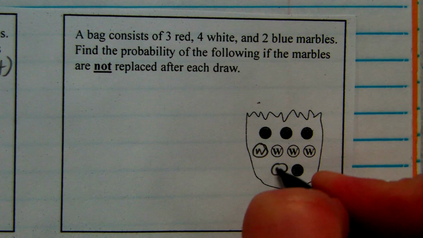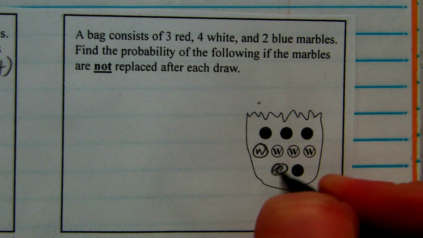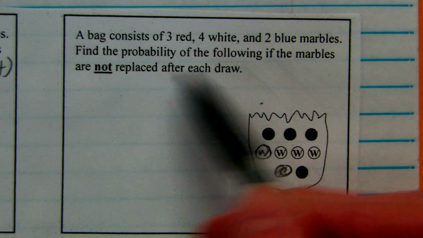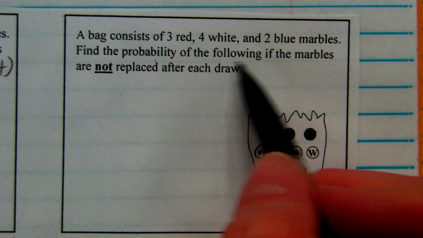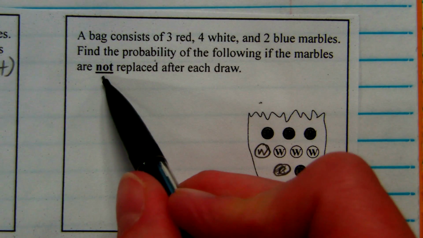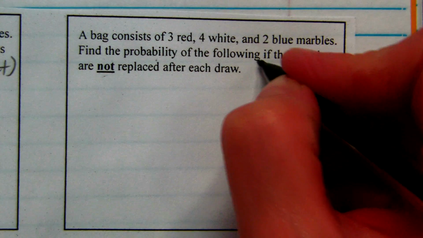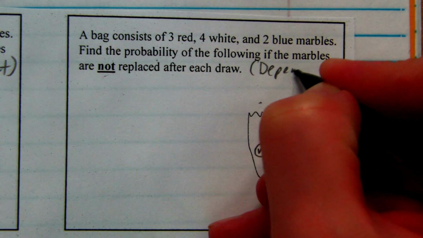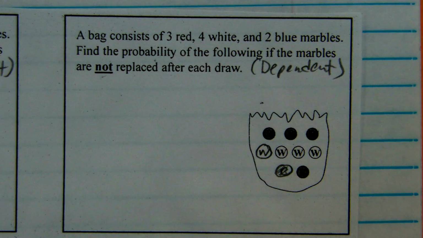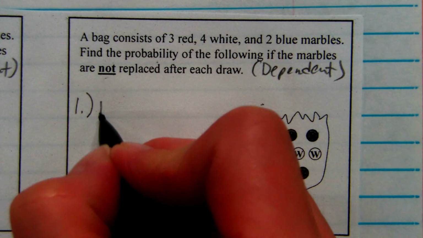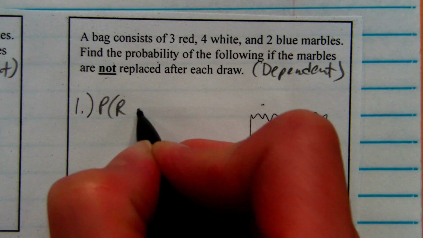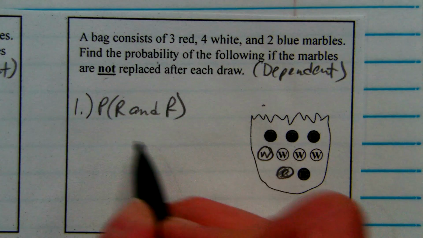So I'm going to add a blue in there and I'll shade it. So we're just going to add a white and a blue to the bag so that it matches what it actually says up here. Find the probability of the following if the marbles are not replaced after each draw, meaning that one draw is dependent on the draw before. These are dependent.